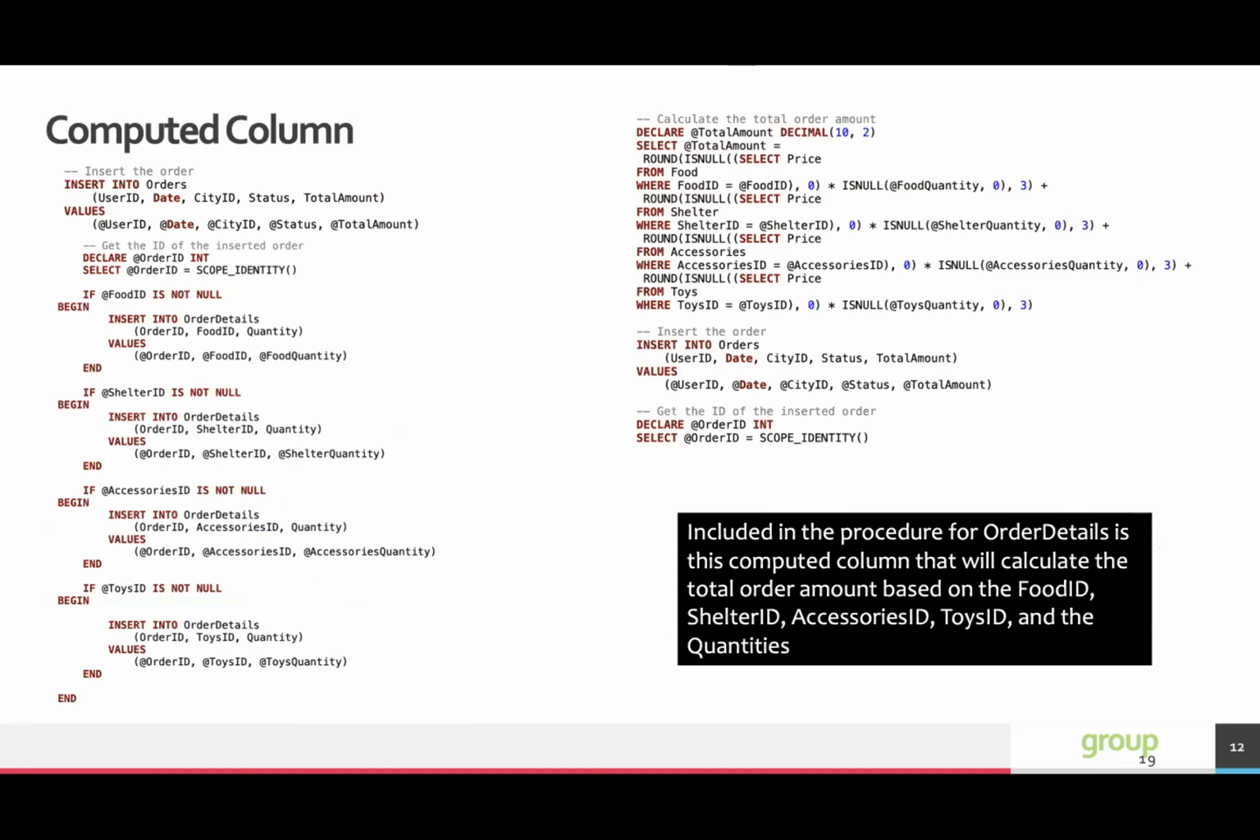Yeah, so about computed columns. Firstly, on the left, we can see that we have inserted all the details, like for shelter, we have inserted the shelter ID and the quantity, so the shelter quantity. Similarly for food and accessories. Then for the computed column, on the right, you can see we are calculating the total amount. Here we are calling the food ID and the food quantity. Similarly for shelter, accessories and toys, and we are adding that up and getting the total amount.